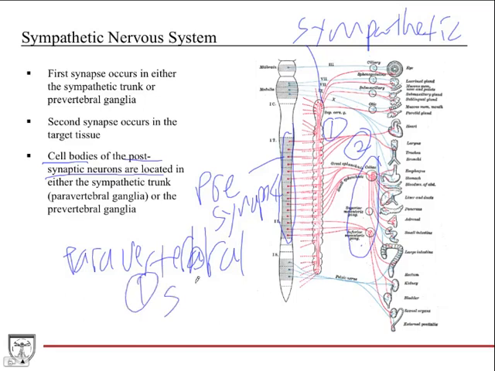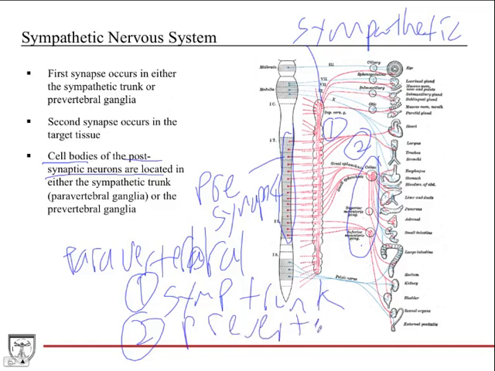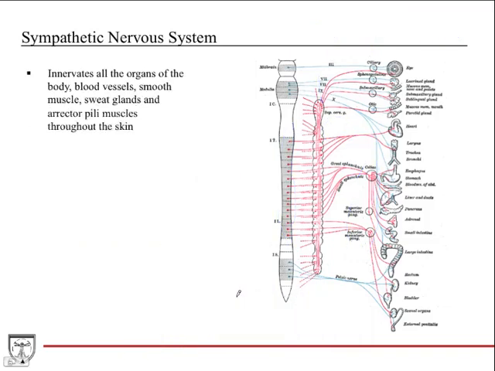Again, sympathetic trunk or the prevertebral ganglion. Okay? Always want to be making a note, highlighting in your book the locations of these cell bodies, okay? And sympathetic trunk can also be sympathetic chain ganglion. There's a bunch of different names, but we'll refer to it usually as the sympathetic trunk.